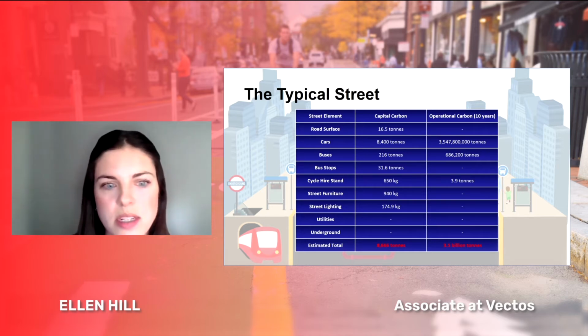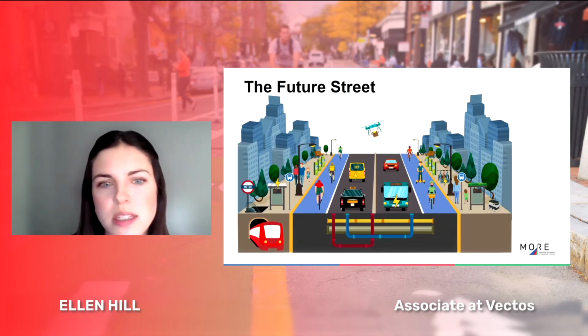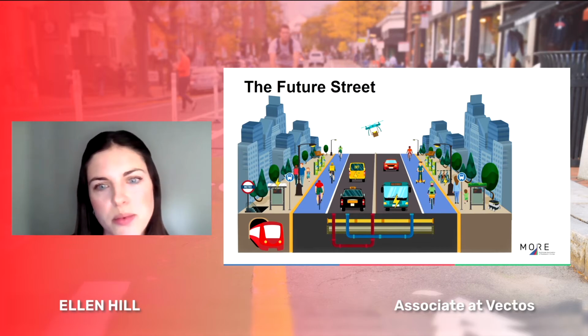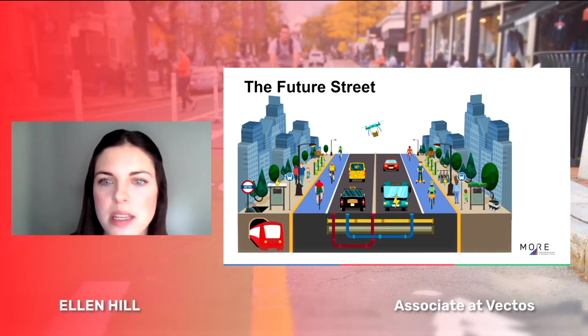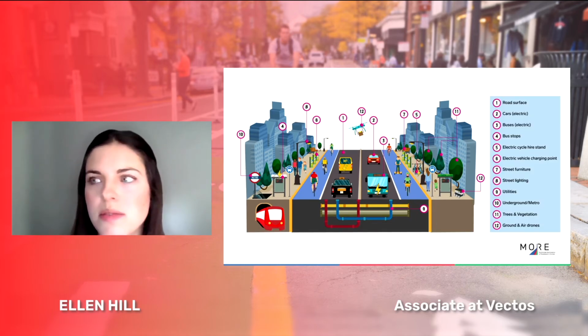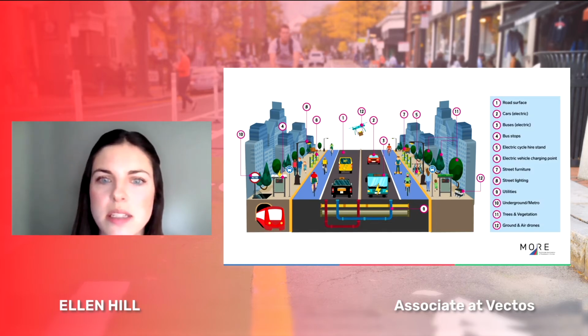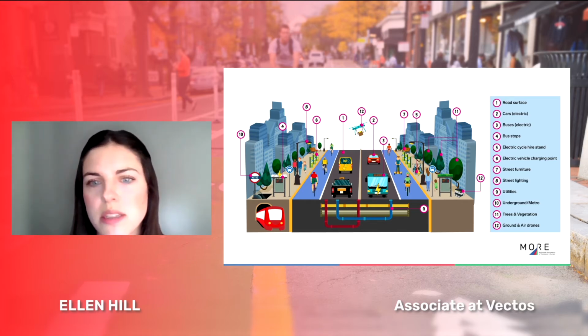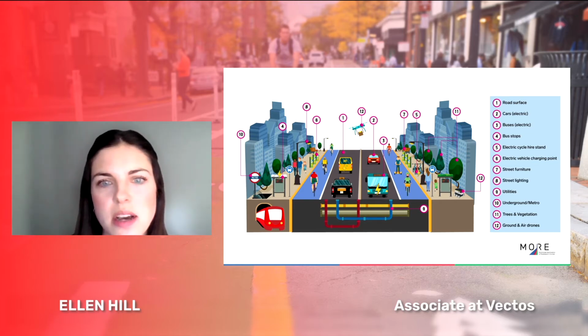So moving on with the next slide to the future street. This is a streetscape that improves upon the typical street using interventions that are either available and happening now or rapidly gaining traction. So it's very much a realistic scenario. Next slide, please. All of the typical street elements are retained and new street components have been added, including electric vehicle charging points, trees, and drones. And I'll just discuss a few of these now.